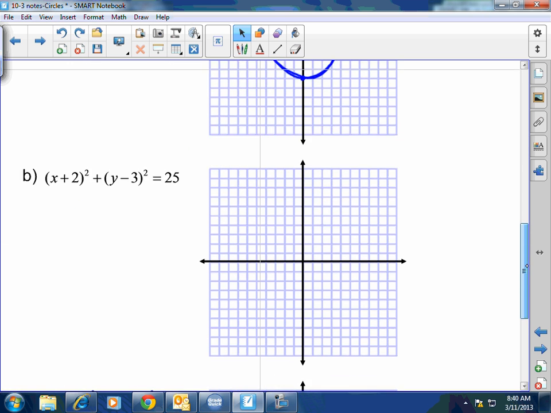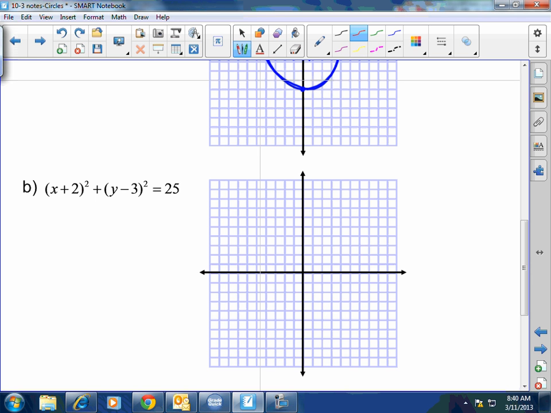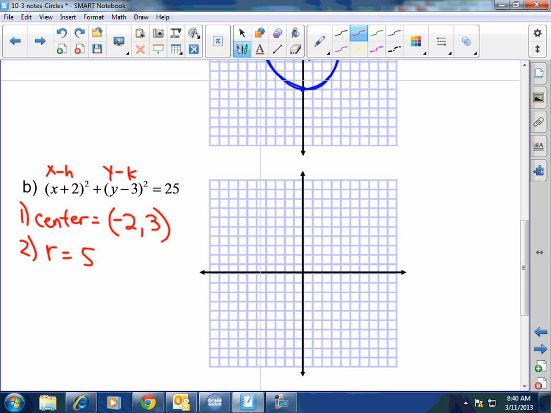Number 2. The steps are always: first, what is my center? Negative 2, 3. Because remember, this is x minus h. So if it's x plus 2, that means h had to be negative 2, because a negative times a negative is a positive. And this is y minus k. So if it's y minus 3, that means k has to be 3, because a negative times a positive is a negative. Does that make sense, guys? Step 2, what's my radius? 5, done. My center is negative 2, 3.